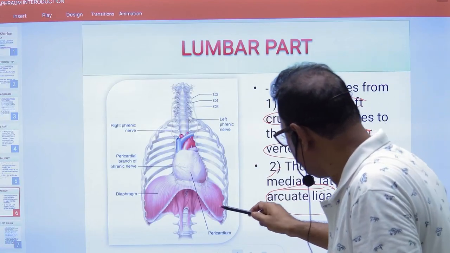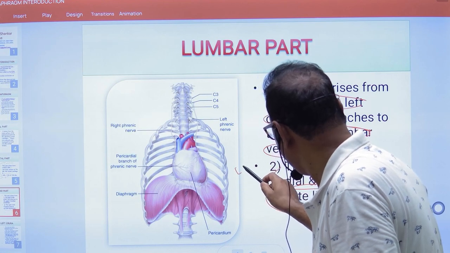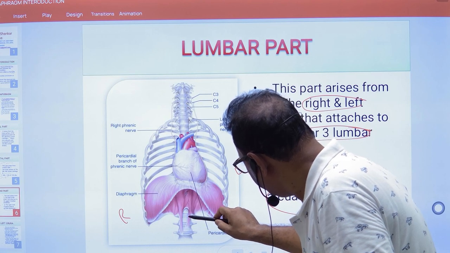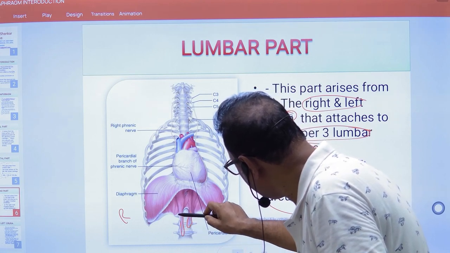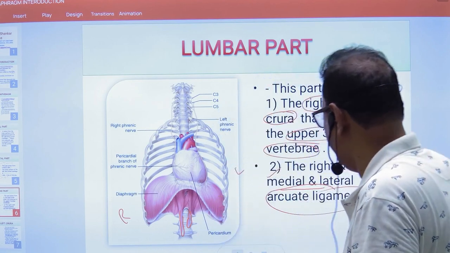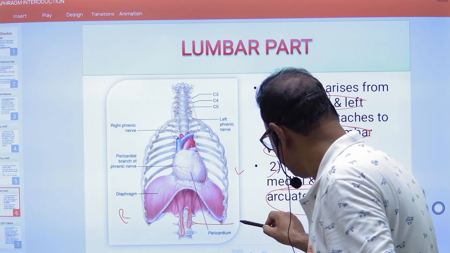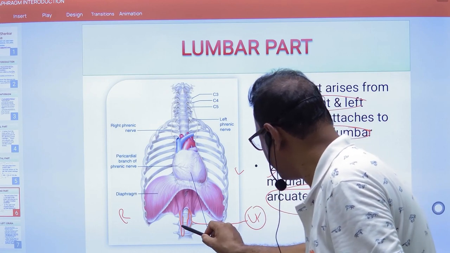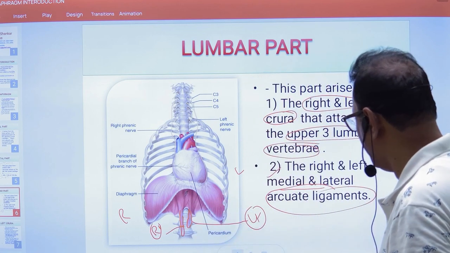This is the left side, this is the right side. See this one, this is the left crus and this is the right crus. Both of them are coming from the lumbar vertebrae.